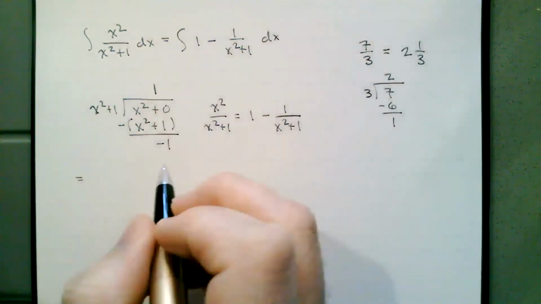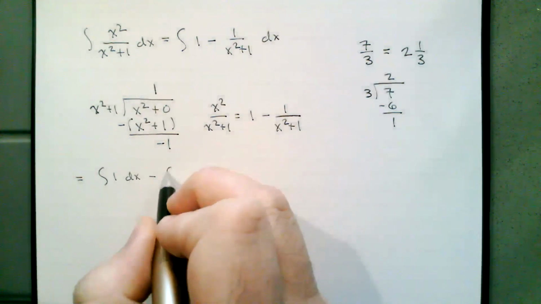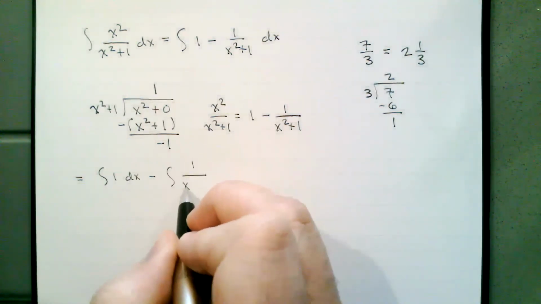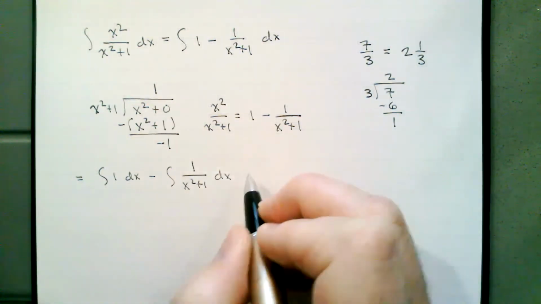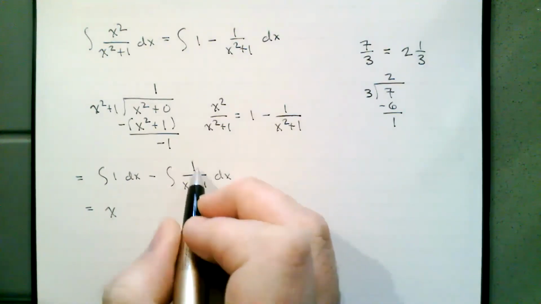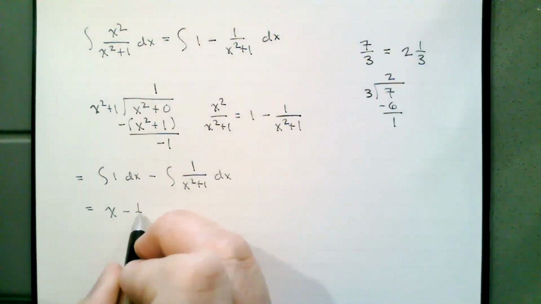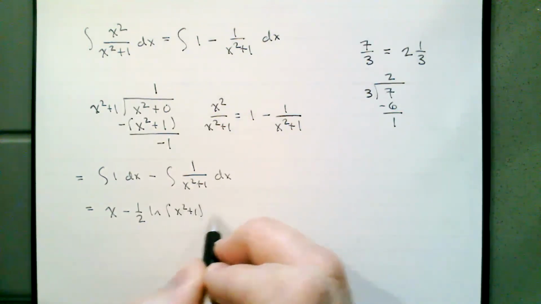And then I could just separate this into two integrals, the integral of 1 dx minus the integral of 1 over x squared plus 1 dx. The integral of 1 is just x. The integral of 1 over x squared plus 1 is a 1/2 natural log of x squared plus 1.